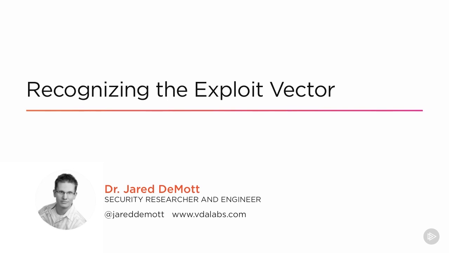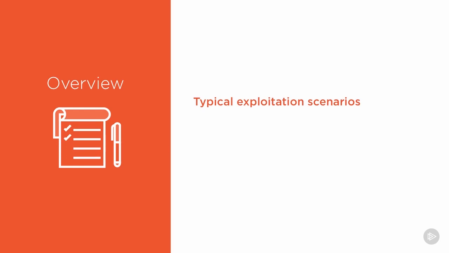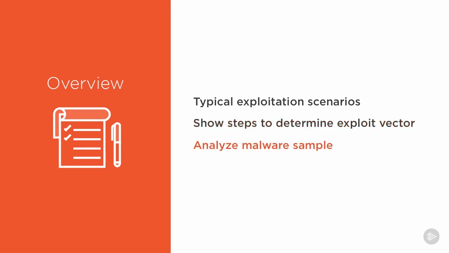Today we're going to talk about the exploit vector. So the overview of what we're going to talk about, first we'll talk about a typical exploit scenario or two, and then we're going to show some steps to determine what the exploit vector was, and of course we'll analyze a malware sample for the lab.